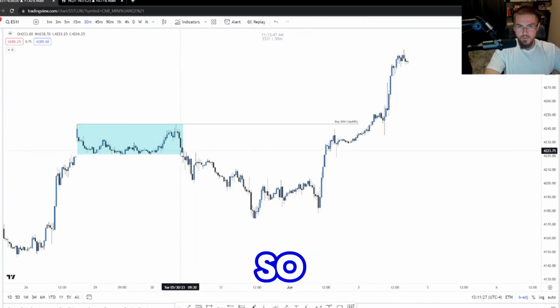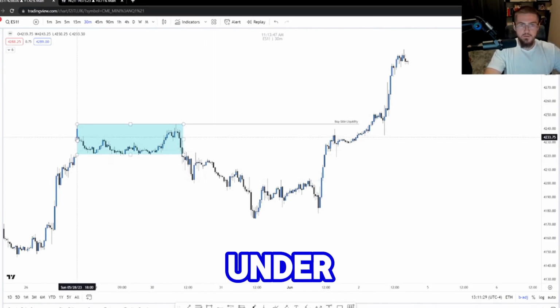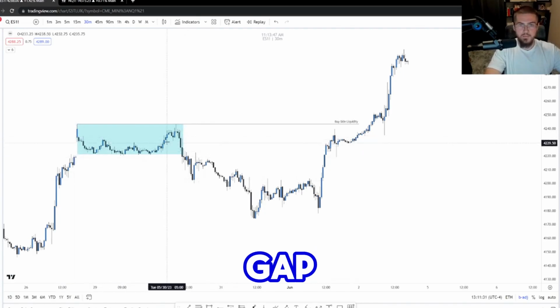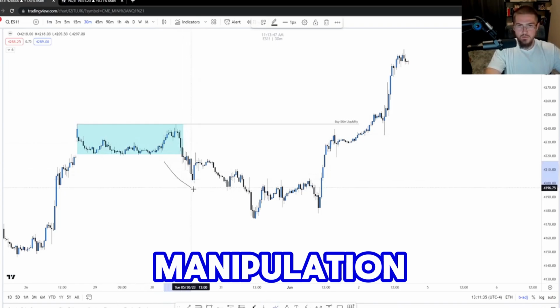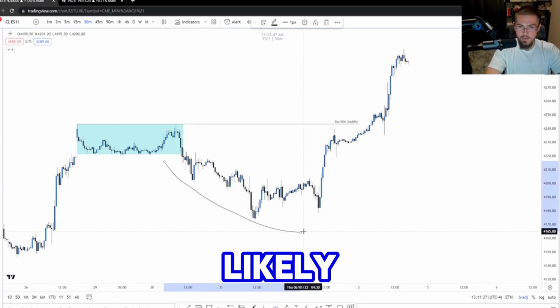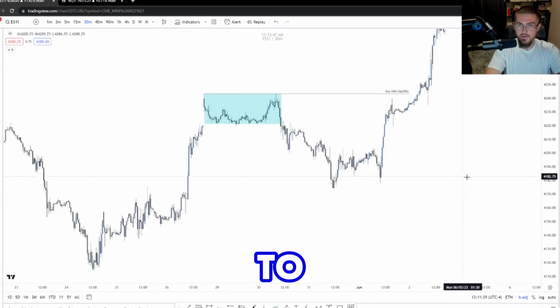And we start to shift down, right? We fall under this new week's opening gap, and we start to shift down. That tells you that the market is in manipulation, right? That can tell you that the market is likely to continue down. Where is it likely to continue down to?